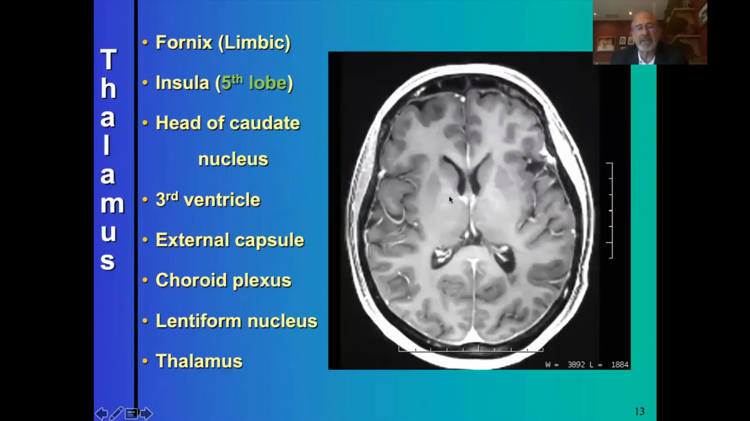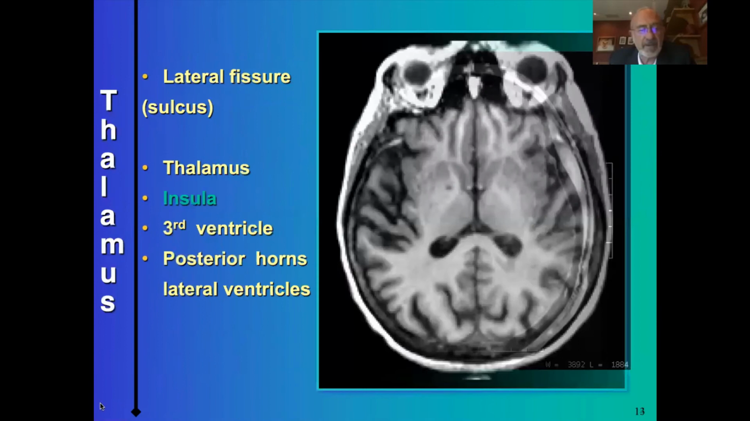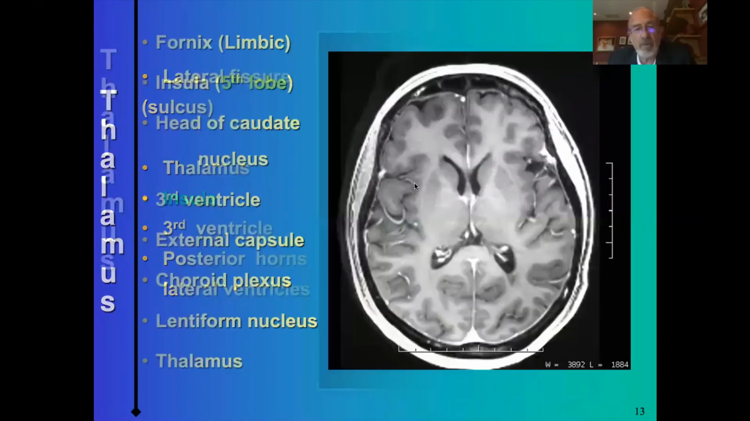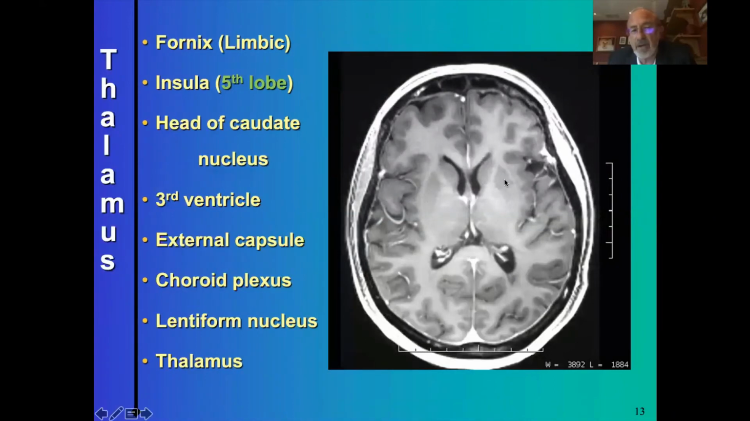Continuing down, and again, these slices are very small, very gradual. Things that we know about. Always going to go back to those. Genu, splenium. Oops, sorry about that. Head of the caudate nucleus. Over here are the lentiform nucleus.